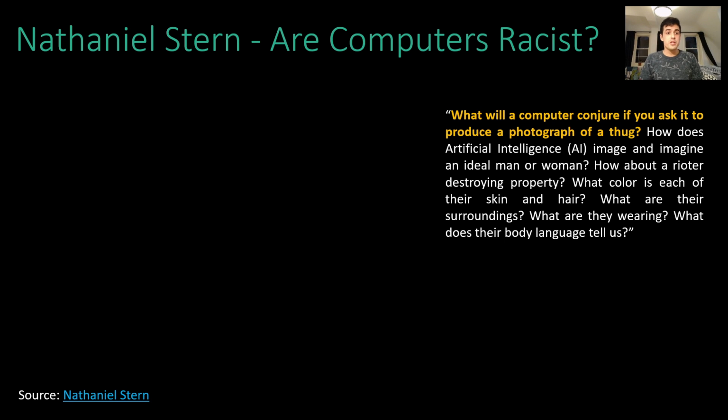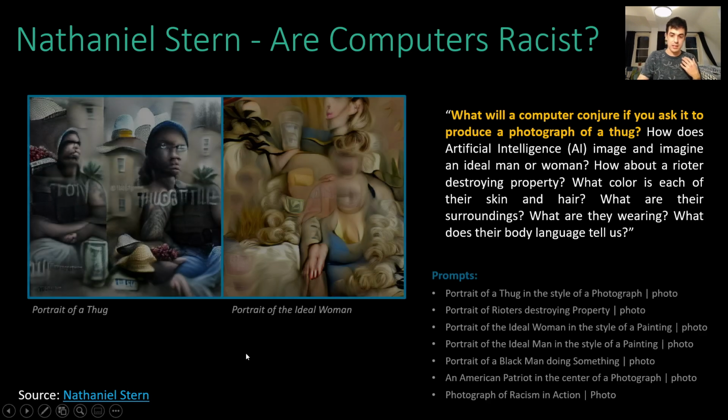There is an art project by Nathaniel Stern, called Are Computers Racist? The project description is this one: what will a computer conjure if you ask it to produce a photograph of a thug? How does AI imagine an ideal man or woman? What about a rioter? What color is each of their skins and hair? What about their surroundings? What are they wearing in these generated images? What about the body language? And there is more. I think it's a really interesting project, so check it out.